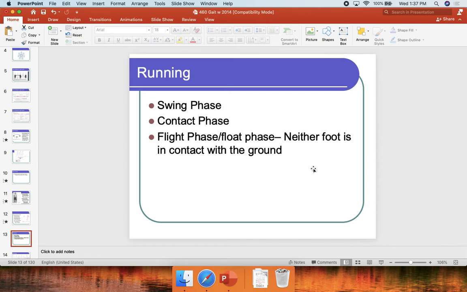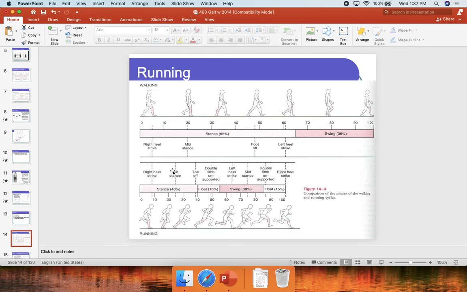To finish this video, I just wanted to include a few points about running and contrast that with walking. Notice that during running we have the exact same swing and contact phase. However, the difference between walking and running is during walking you always have a foot on the ground. During running, that's not always true. There is a flight or a float phase where neither foot will be touching the ground. That is demonstrated here with this graphic.